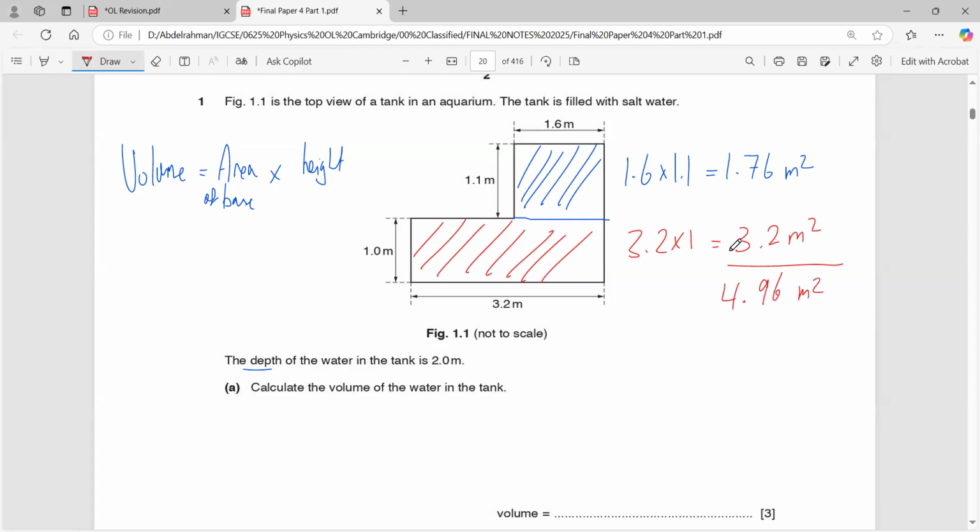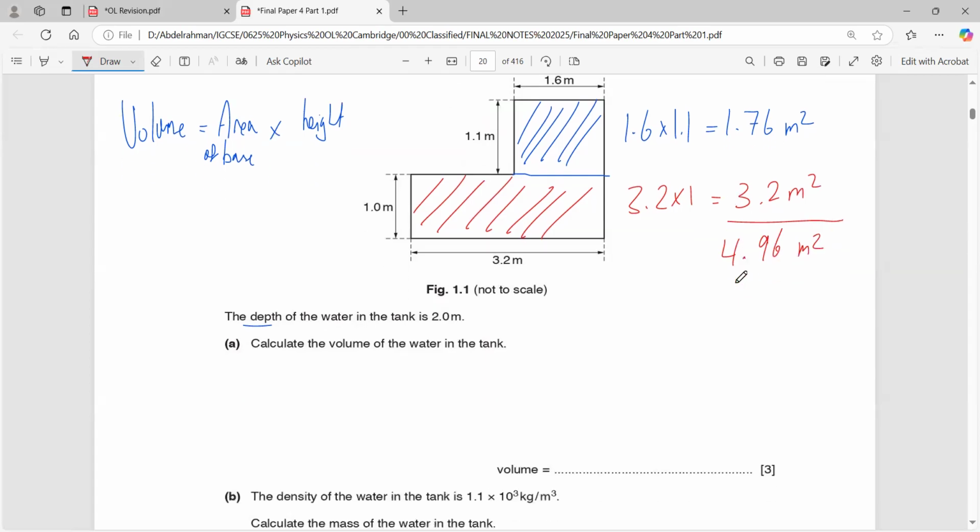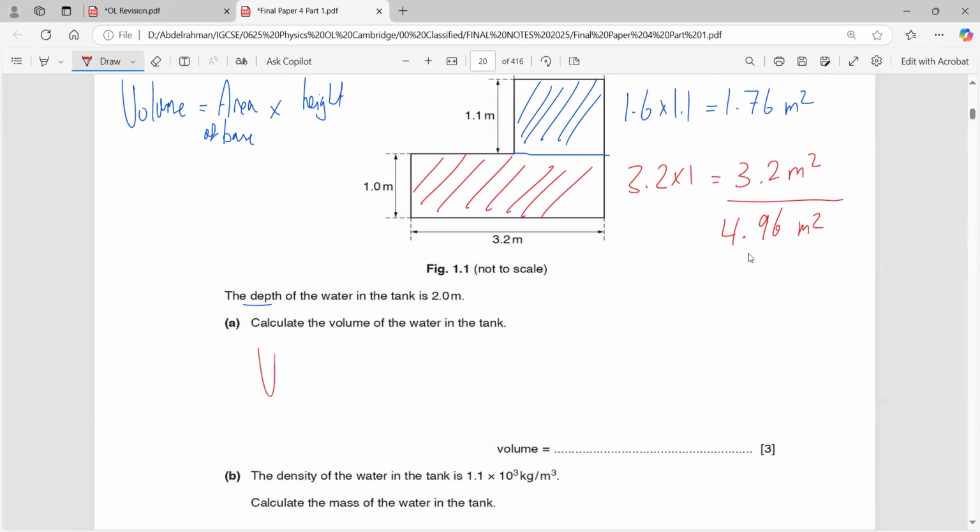Now you have the total area of the swimming pool. To find the total volume, what should you do? Simply, volume equals the area times the height, or area times the depth, which is 4.96 times 2. That's 9.92 meters cubed. Very nice.